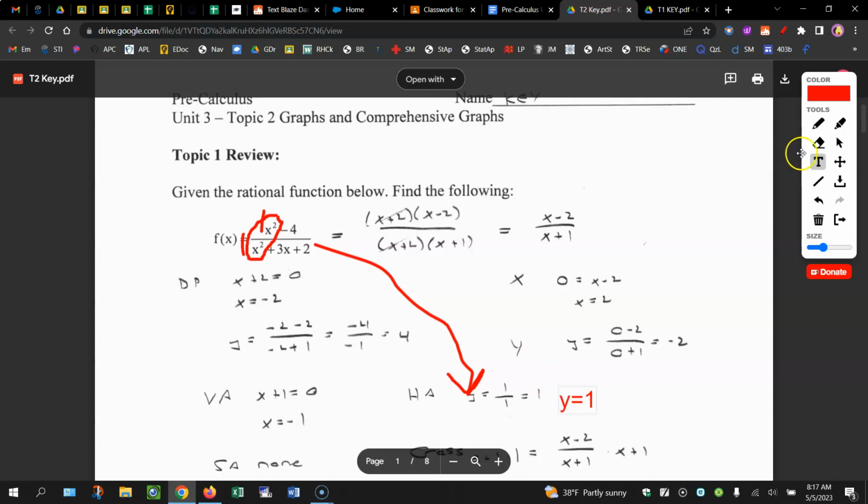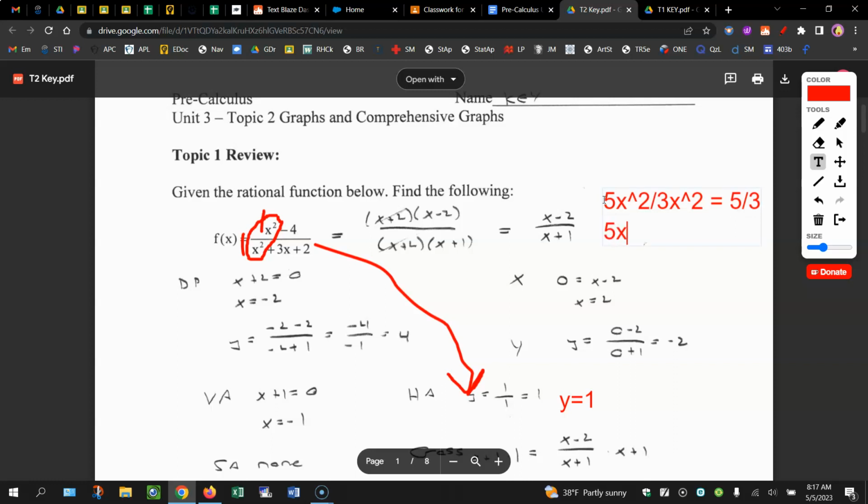Now, I just do want to talk about a couple of different situations for the horizontal asymptote. Say you had 5x to the second divided by 3x to the second. Those were the highest exponent in the numerator and denominator. You're just going to get 5/3. Y equals 5/3 would be your horizontal asymptote.